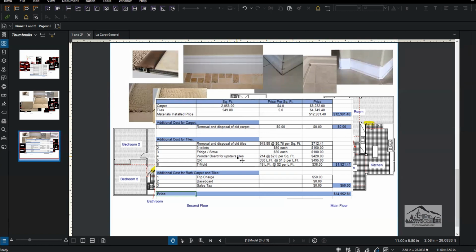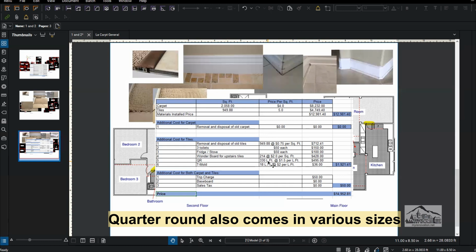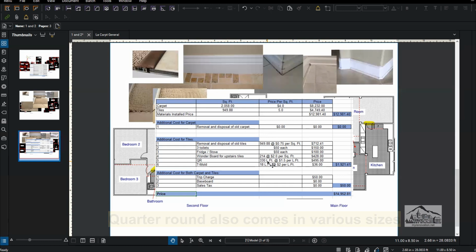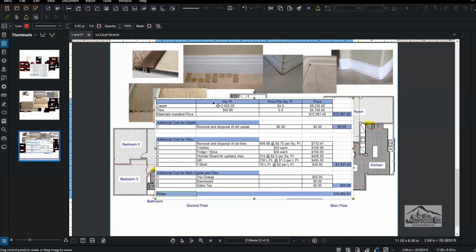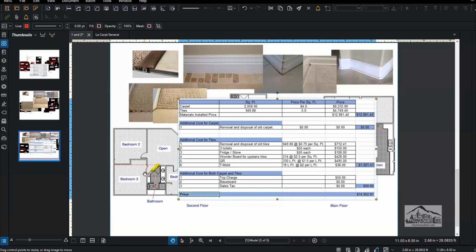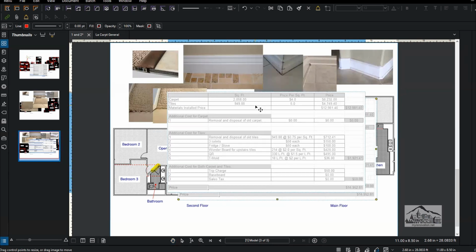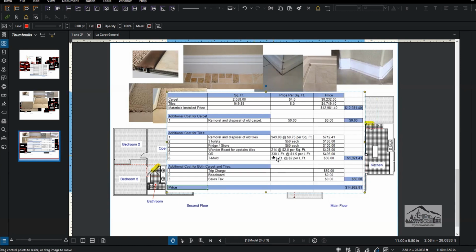The Wonderboard for upstairs tiles, 214 at $2, that's installed for the Wonderboard, that's 428. Quarter round, as I said here, 330 linear feet. The quarter round you get charged per linear foot. That's why when we calculate it, you have to measure the linear feet. You have to go around the perimeter and see how many linear feet you need. So 330 linear feet times, I'm thinking probably about $1.50. So that will give you like 495.